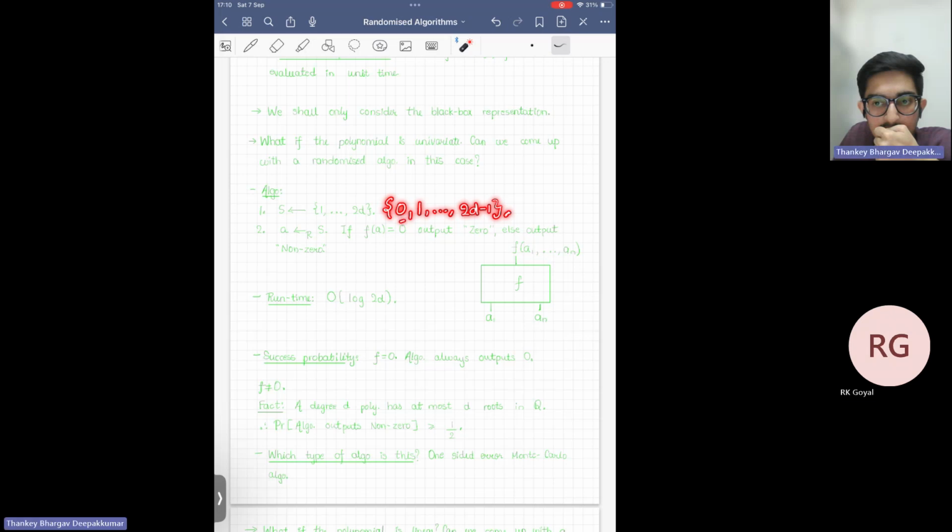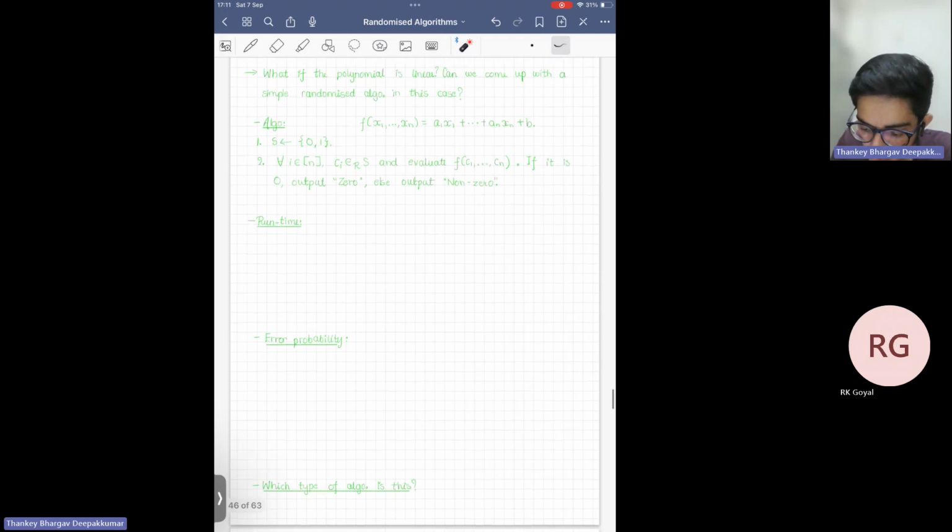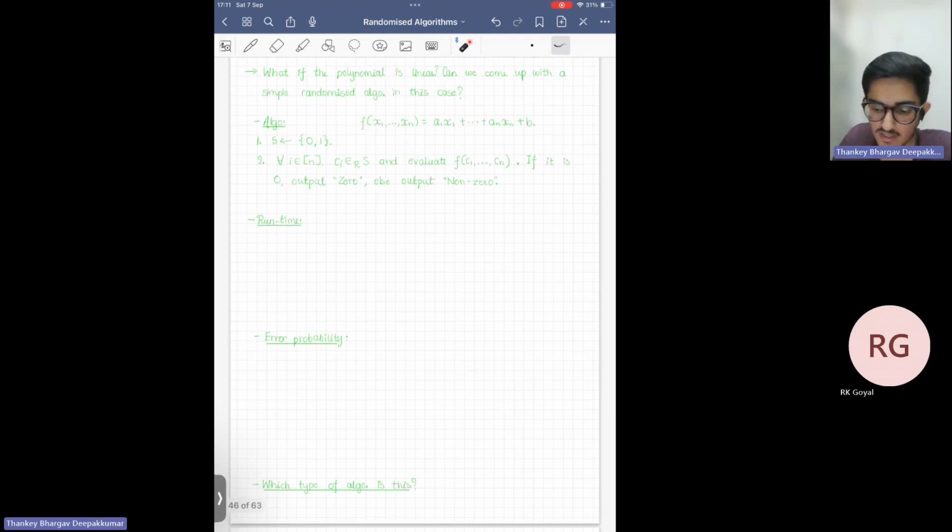Including 0 in the set is fine, no issues. In fact, any set of size 2D would have worked. So now my question is, in the current algorithm, suppose I were to replace 0, 1 by 1, 2. Would this be fine?